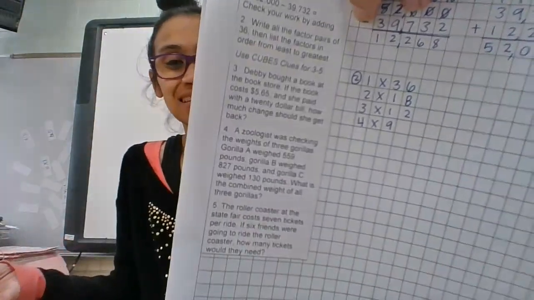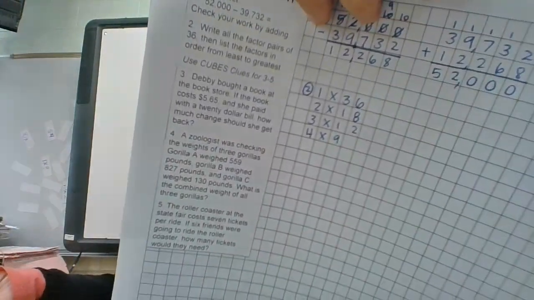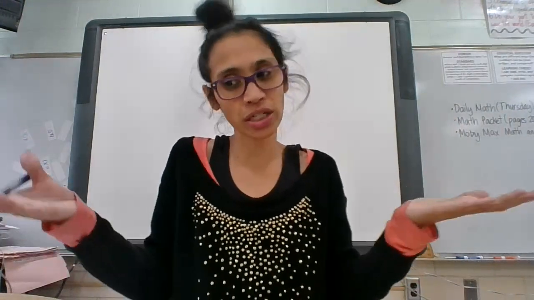Well, 36 doesn't end in a 0 or 5, so we can't do 5. How about 6? Can we do 6? Yes. 6 times what? 6 times 6 is 36. Write that down. 6 times 6.